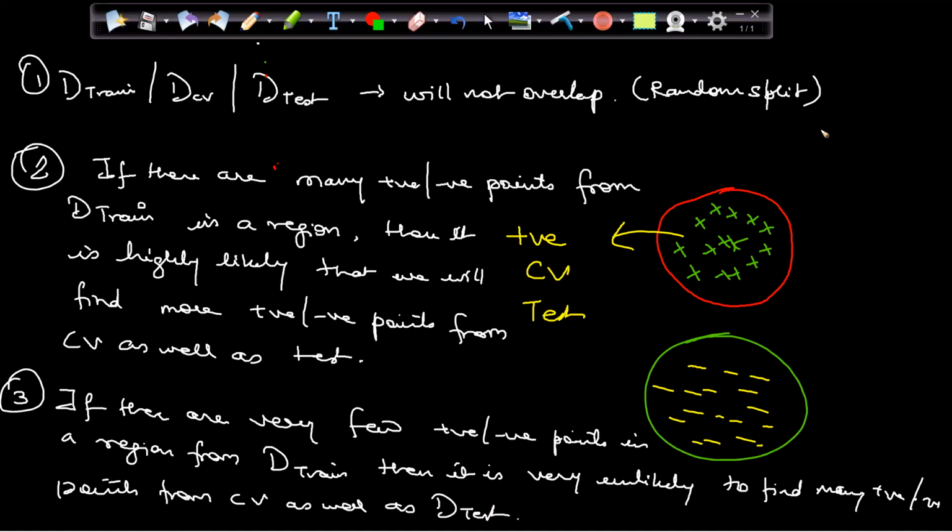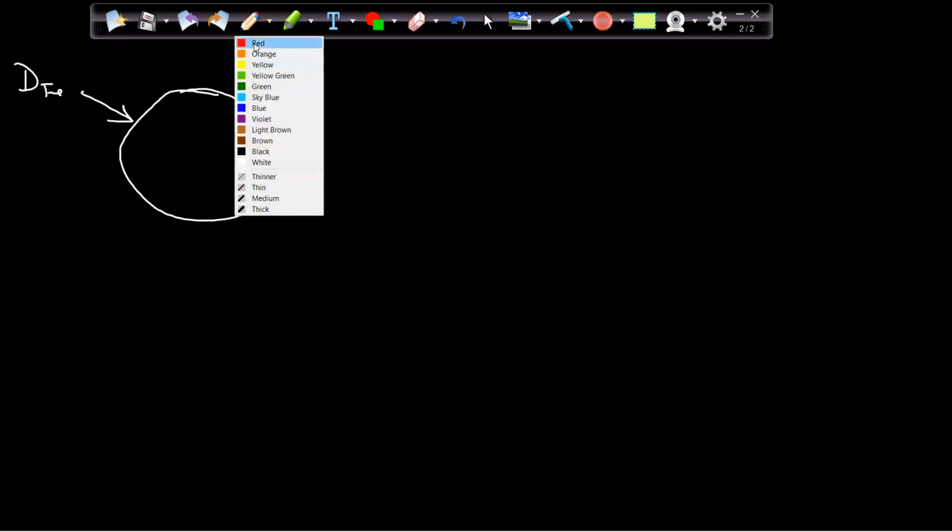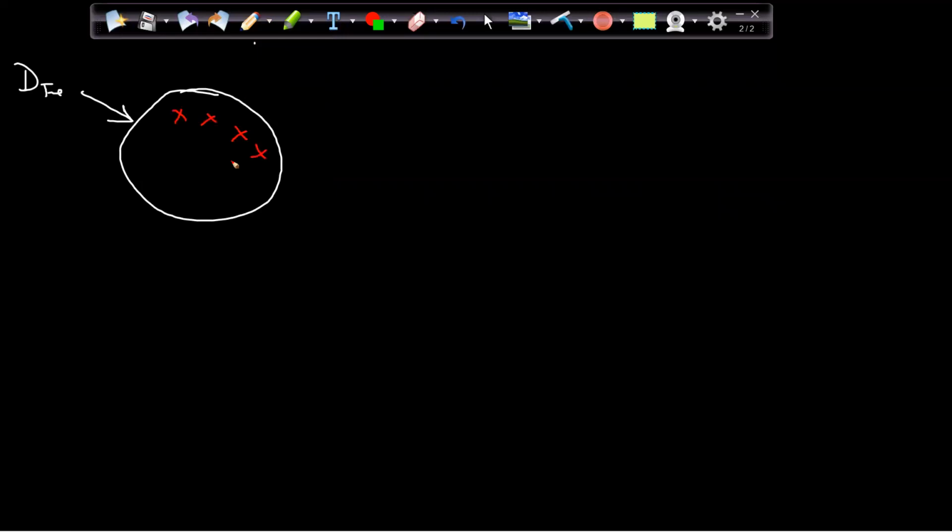Because these are errors. For example, let's say I have a section of this is my D train. Here I have very, like, these are my negative points. And also I see some positive points. Few, very few.